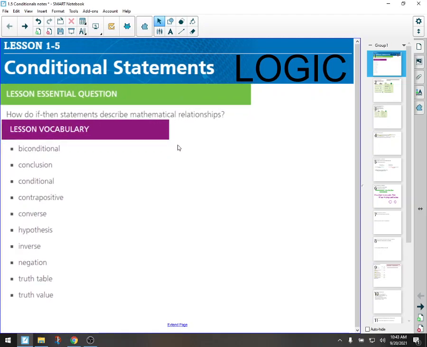We're going to use some formal language. Formal is just like official language. You know, it's not necessarily super confusing, but we are going to use words like biconditional, conclusion, conditional, contrapositive, converse, hypothesis, inverse, negation, truth table, truth value. So we might use some of these words today. I don't actually think we wind up doing a truth table. We might do a truth table. But anyway, we're going to be going through and using this language. So as we learn what these are, I might come back to this page.